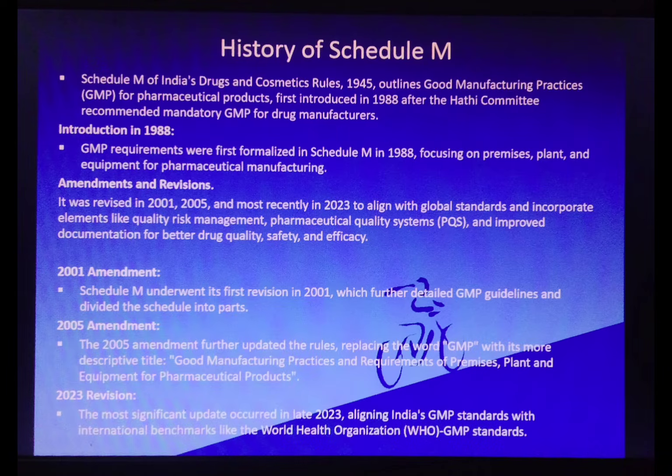History of Schedule M. Schedule M of the Indian D&C Rules 1945 outlines good manufacturing practices for pharmaceutical products, first introduced in the year 1988 after the Hathi Committee recommended mandatory GMP for drug manufacturers. Introduction in 1988. GMP requirements were first formalized in Schedule M in 1988, focusing on premises, plant and equipment for pharmaceutical manufacturing.